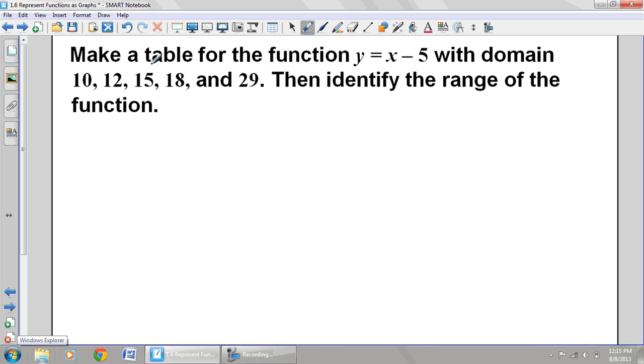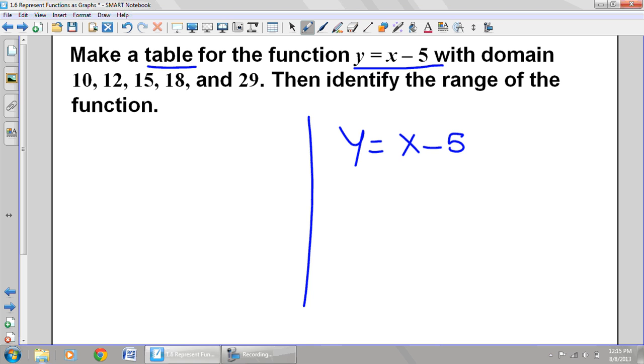Make a table for the function y equals x minus 5. So I'm going to write y equals x minus 5. And I am talking about the word domain. So the domain being my x value. So this will be my domain. And they are asking me to identify the range. So this will be my range. My range are the y values.